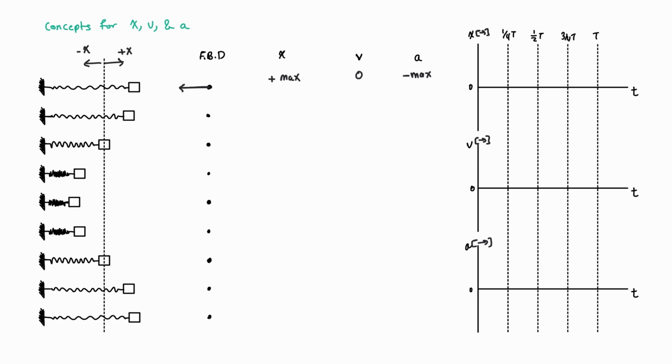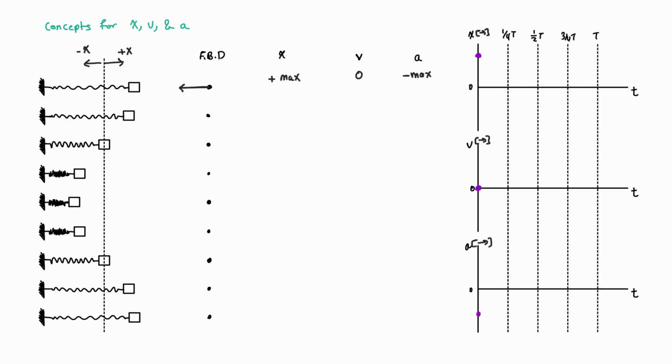At the next position over here, we can also label these on the diagram as well. So initially the position is at the max position, and then we got our velocity, which is 0, and we got our acceleration, which is negative max. So I'm going to label it right here.